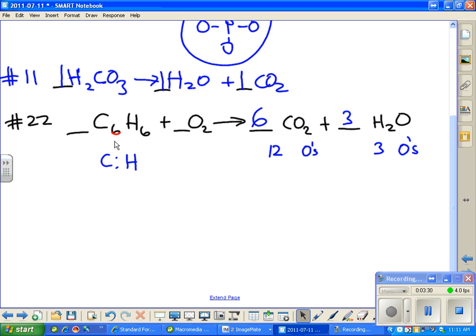Now, I have oxygen as my wild card on the left side of the equation. So, how many oxygens do I need to get 15 oxygens? 7.5, right? But you can't have halves. Would 7.5 do it? Would that give me 15? 7.5 times 2 is 15, isn't it? Okay, since I can't use a decimal, what I'm going to do is I'm going to multiply the whole shooting match by 2.